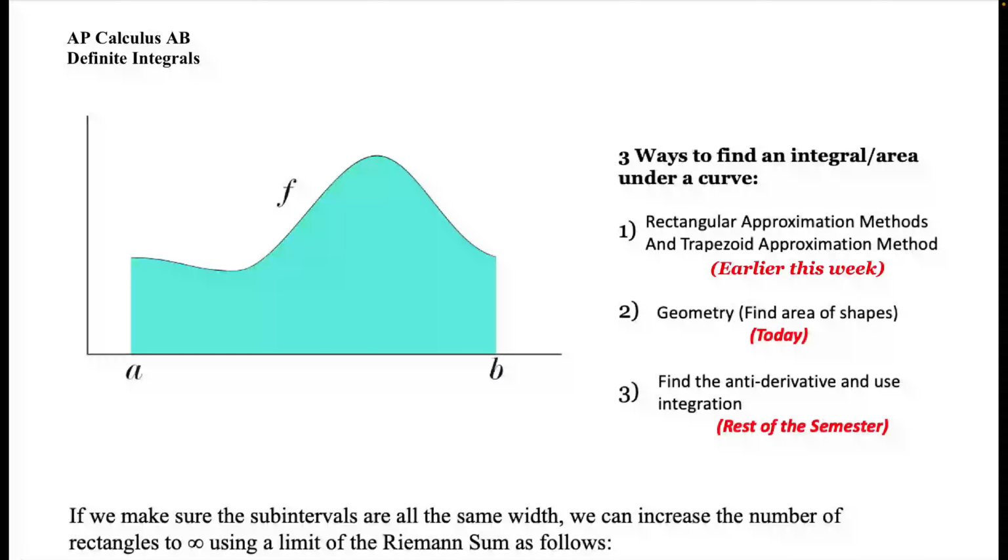And then the third way, which we'll do after the quiz, is using antiderivatives. We know how to find antiderivatives, but we've never integrated, we've never found area using antiderivatives. That's what we'll do after the quiz. That's the second part of this unit. Okay? So those are the 3 ways to find area under the curve. So we're going to tackle number 2 today.